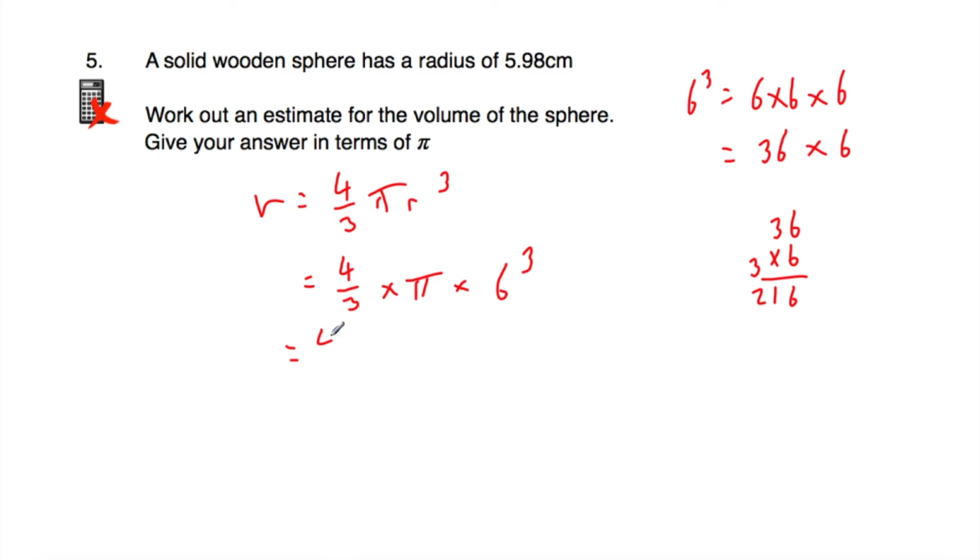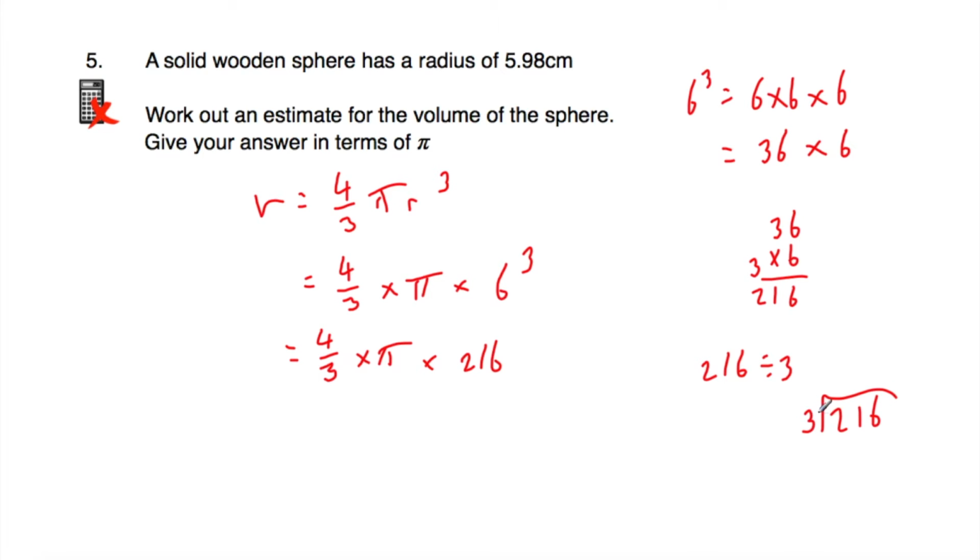So we've got 4/3 multiplied by pi multiplied by 216, just replacing 6 cubed with 216. Now we need to work out 4/3 of that, so we're going to work out 4/3 of 216. So we're going to divide by the bottom and times by the top. So let's take the 216 and divide by 3, and I'm going to use the bus shelter method for that.